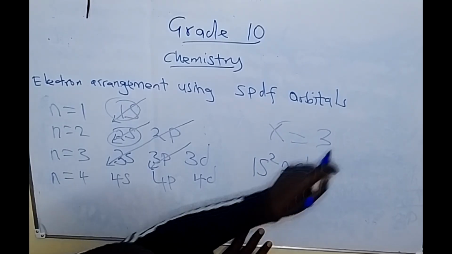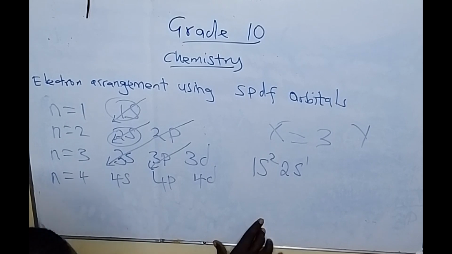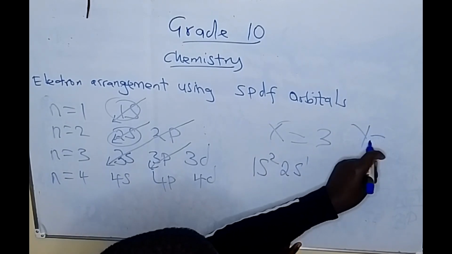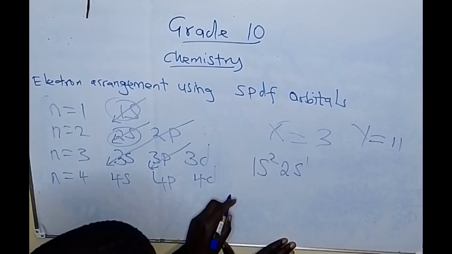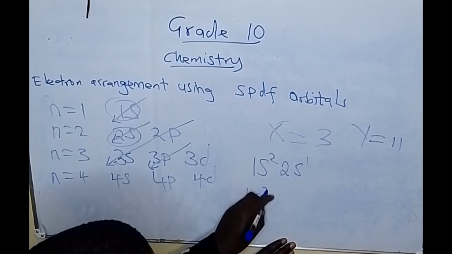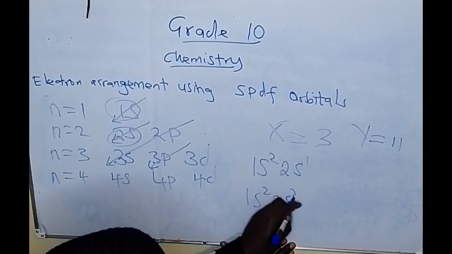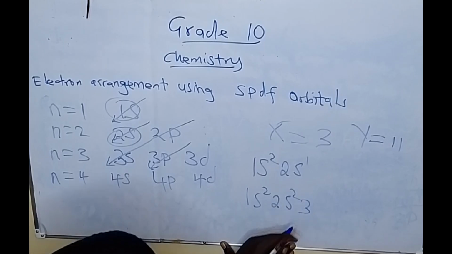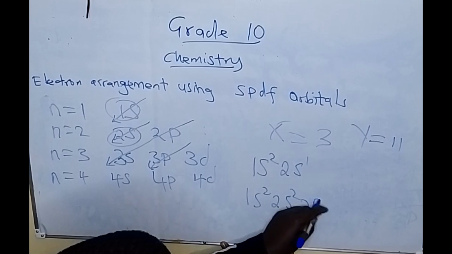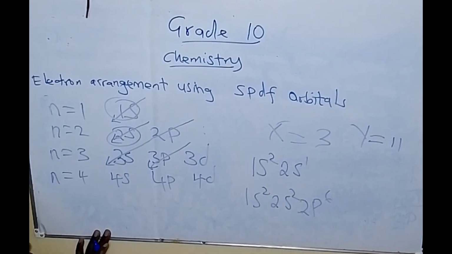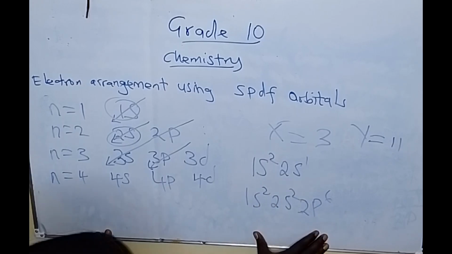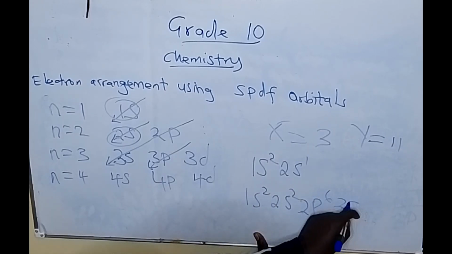What if now we have y, and y is not the actual symbol of an element, with atomic number 11. So we are going to have 1s2, 2s2, 2p6, and then you keep counter-checking to see how many electrons are there. So we have 10, and then we will have 3s1.